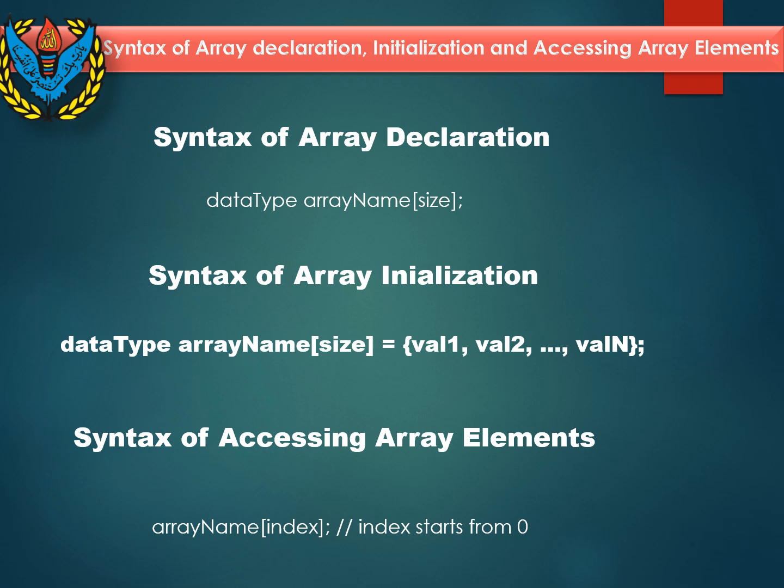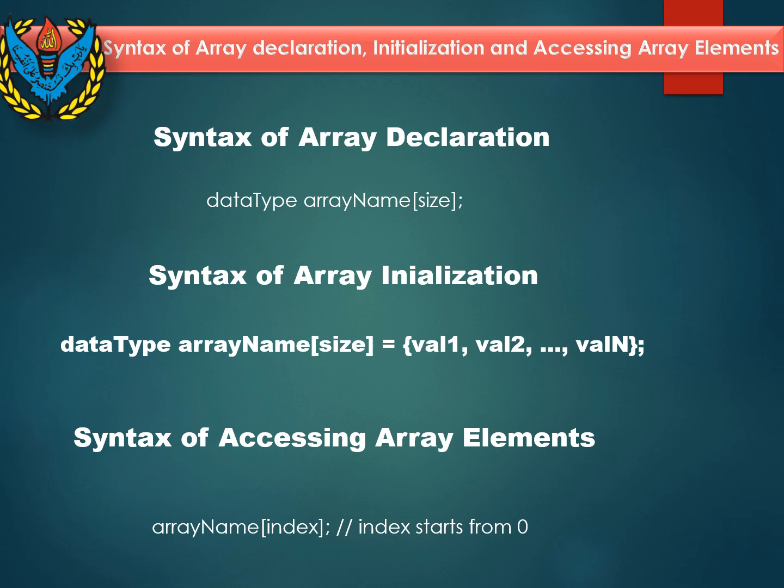Now how do we declare an array? We can declare an array by specifying the type of the data, then the name of the array, then the size of the array. And then the initialization of the array: we can easily initialize the array by using the data type, then array name, then size, and equal sign, and then the values, the number of values which we can store in the array. We can use this.